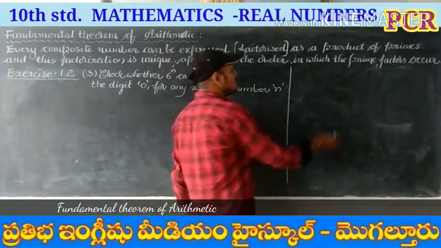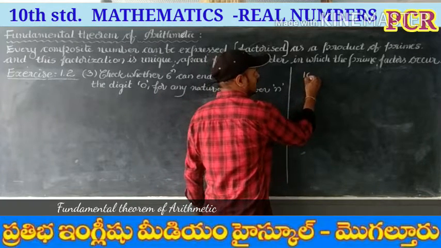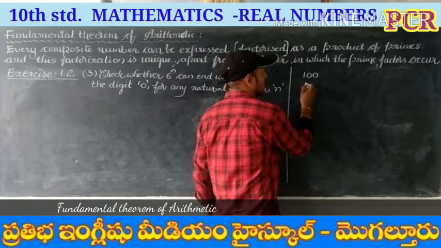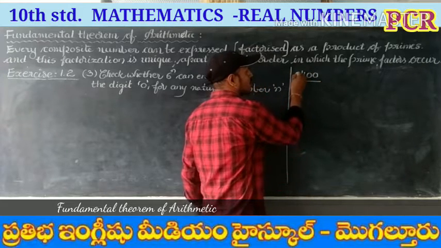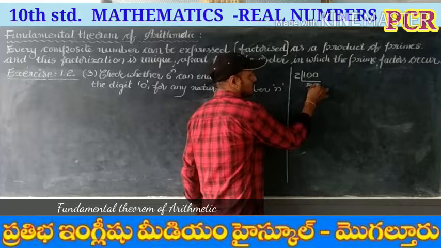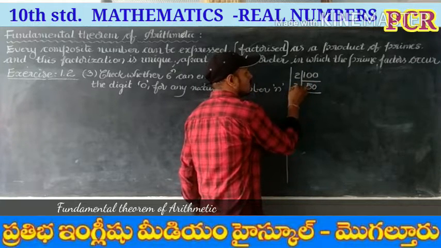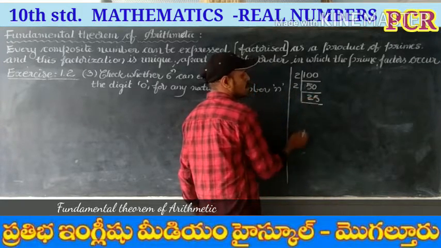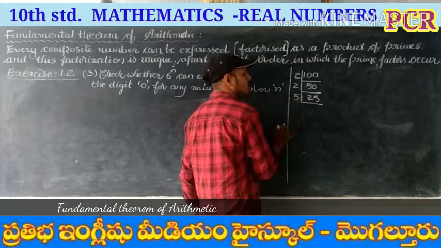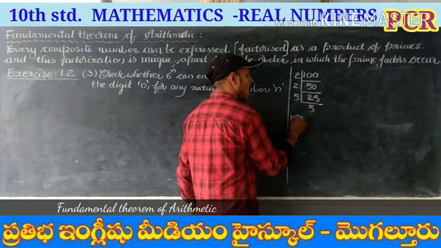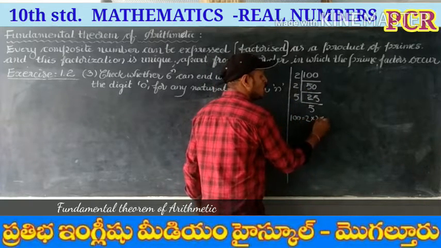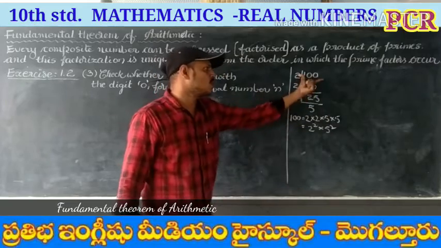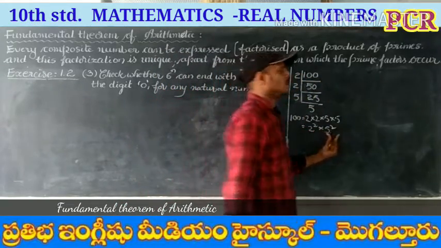Let's see some numbers that end with 0. Let's see 100. It ends with 0. Let's do the prime factorization. First prime number 2. 100 divided by 2 is 50, and again 2, that is 25. This number is not divisible by 2 and 3, so the next prime number is 5. 25 divided by 5 is 5, and 5 by 5 is 1. So 100 is equal to 2 into 2 into 5 into 5, that means 2 square into 5 square. This is the prime factorization of 100.